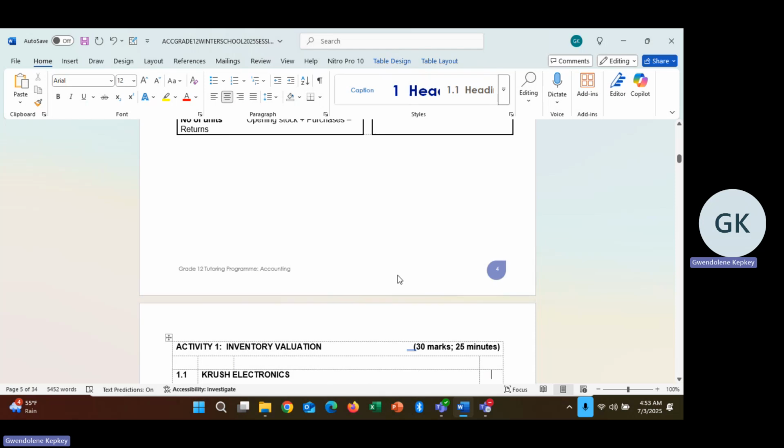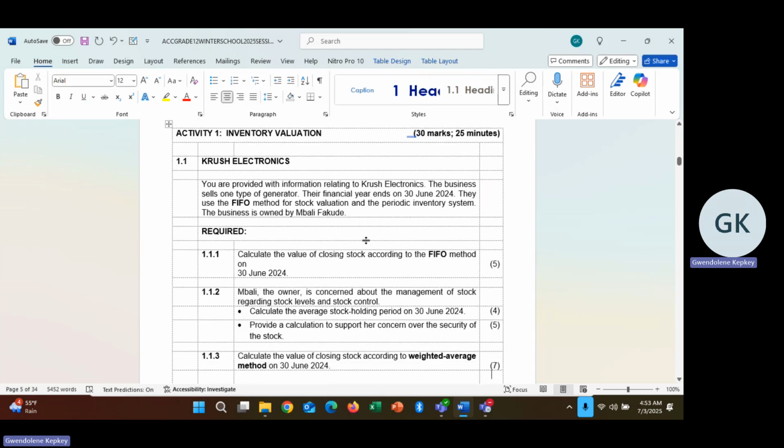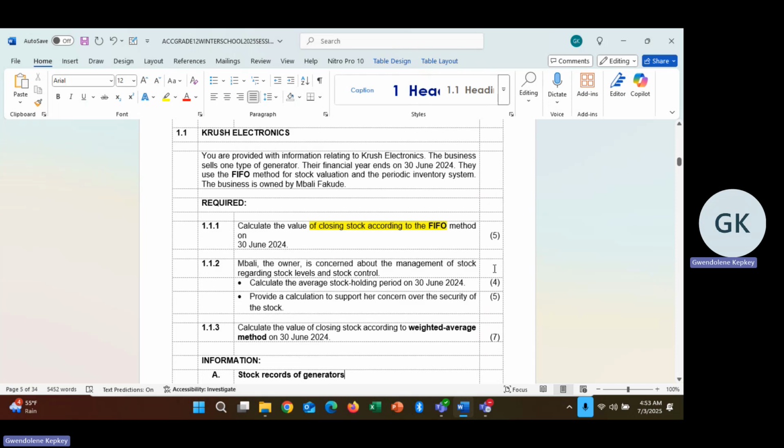Now we're going to move on to an exercise. So here we'll take our time. We will clearly analyze what it is that they want us to do. So in this case, they asked us to calculate the value of my closing stock according to the FIFO method. So we've just now had an example of the FIFO. So let's do one question at a time so that we can obtain our marks. So we can obtain 5 marks in this calculation.